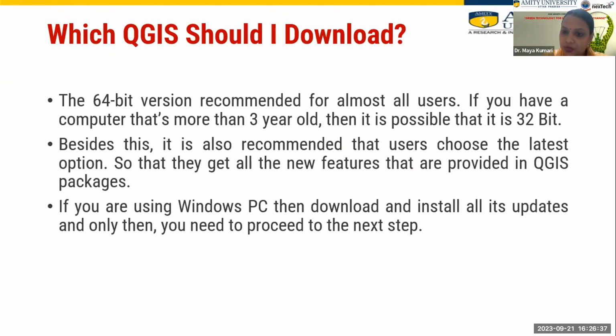Then the next thing we have to choose is the latest option. As we have different versions of different smart gadgets, because things get updated, the version of that particular device gets renamed. Similarly, QGIS also has several versions, like QGIS 2.18 to 3.16 and several other versions. So you have to choose the latest one. And if you are using Windows, then you have to download the software for the Windows option.